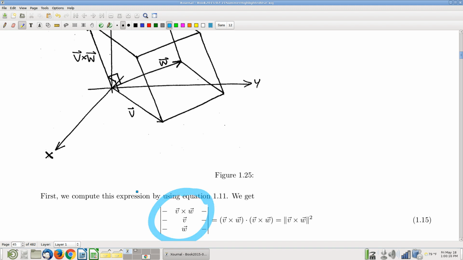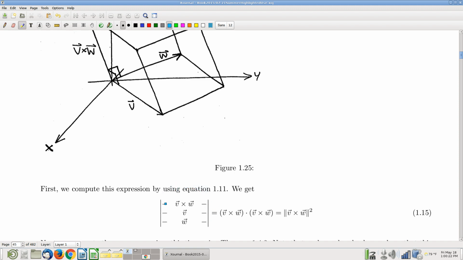That determinant is a triple product. Now let's be careful as we write this down. The first vector dot second vector cross third vector. So all this says, in this first equation I've written down, is that a determinant is a triple product.